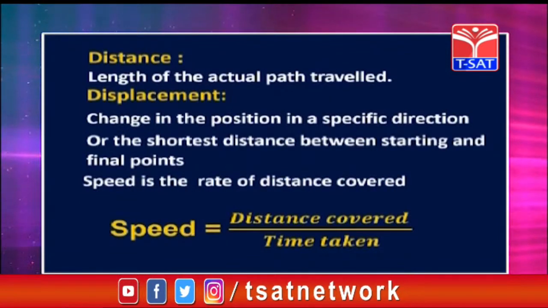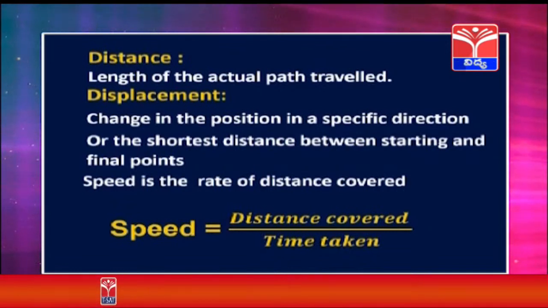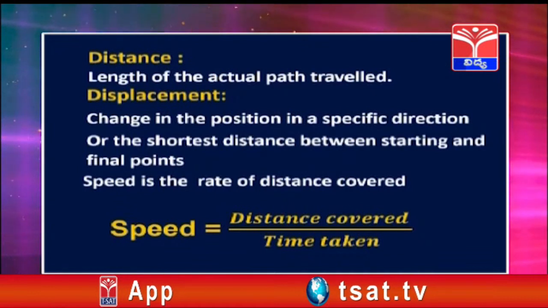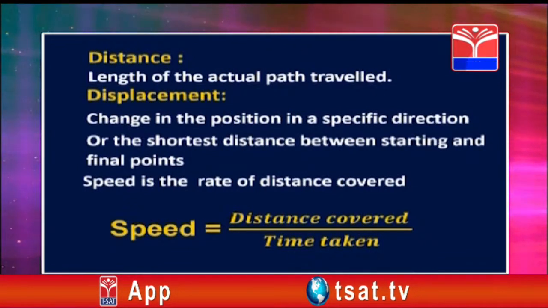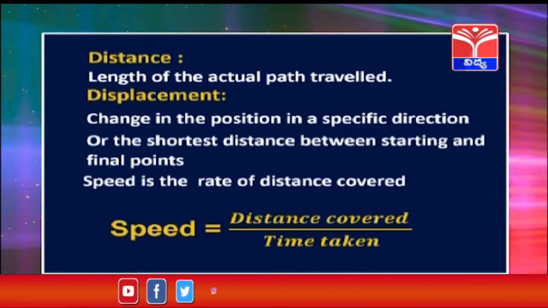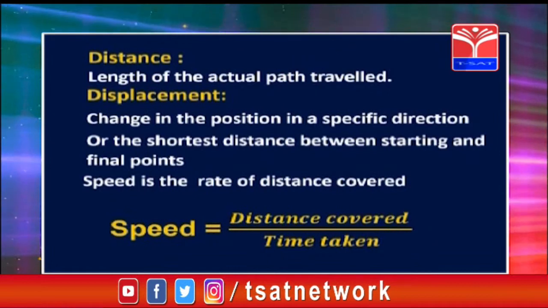We have discussed distance, that is the length of actual path travelled. Then displacement, that is change in position in a specific direction, or the shortest distance between starting and final points. Then we discussed speed, which is distance covered by time taken.